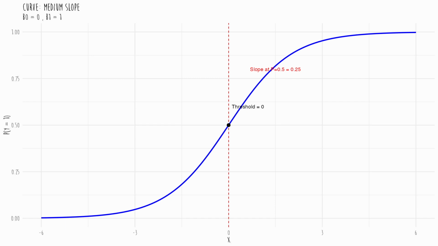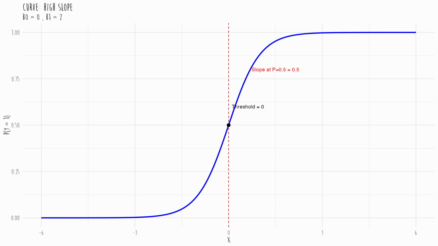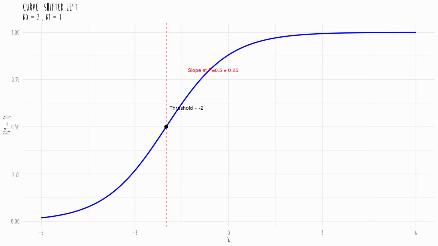Let's look at some other examples. Here we have a steeper slope, a 0.25 slope. Or in other words, a 1 unit change indicates a 25% increase in the probability of getting a 1. And the threshold is still 0. And here's one where the slope is 0.5 and the threshold is still 0. Oh, but snap, we changed the threshold.